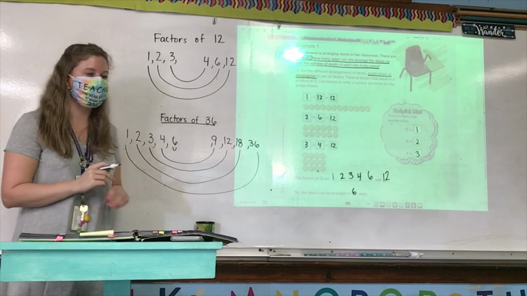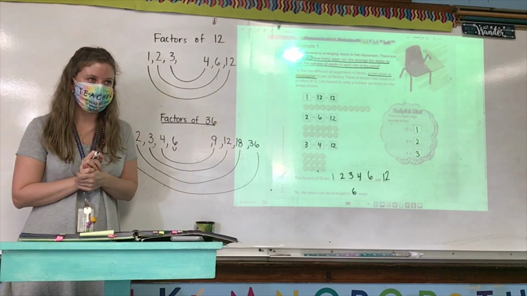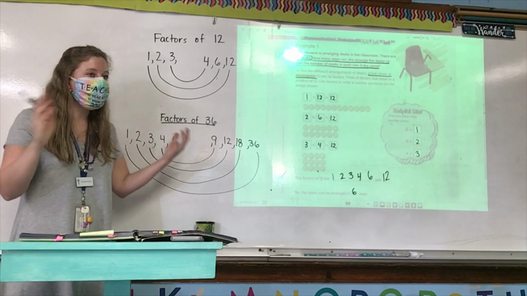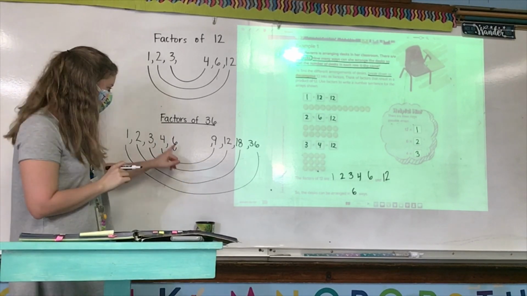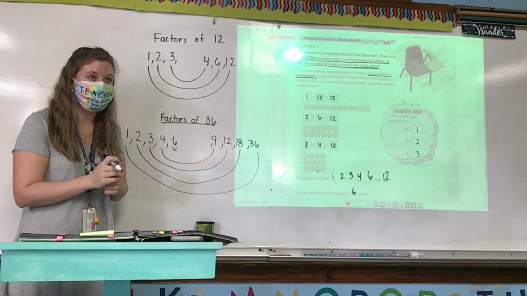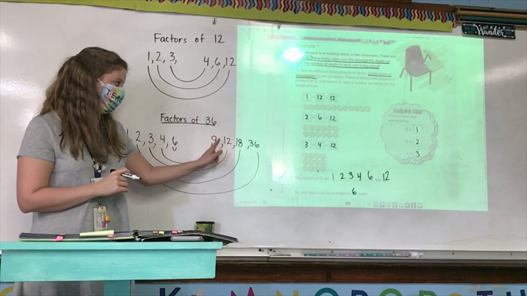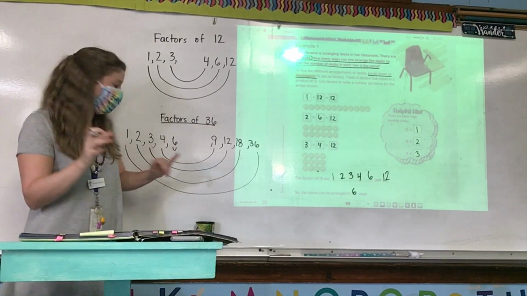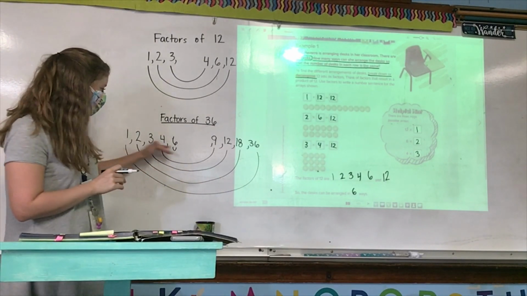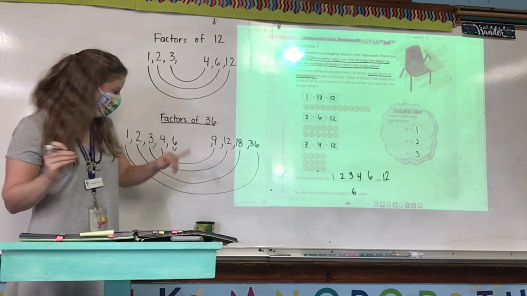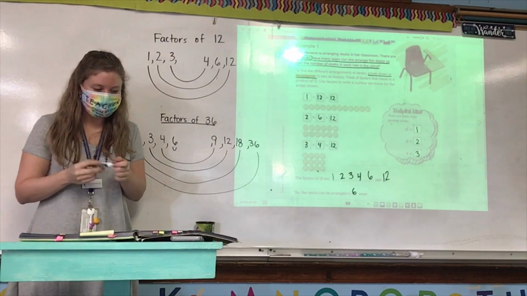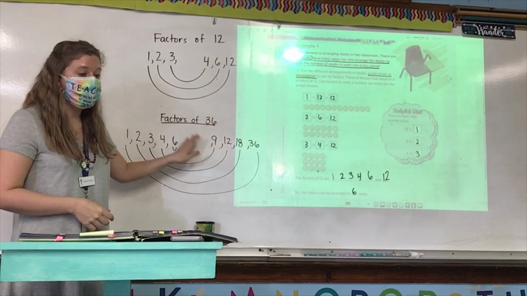I basically just have a very tiny little rainbow piece. Now, I've met in the middle, right? Because 6 times itself is 36. So do I have to keep going with 7 or 8 or anything like that? No, because I've already met in the middle. And as long as I did the first half of my rainbow right, the last half is also correct. So that's called factor rainbowing.